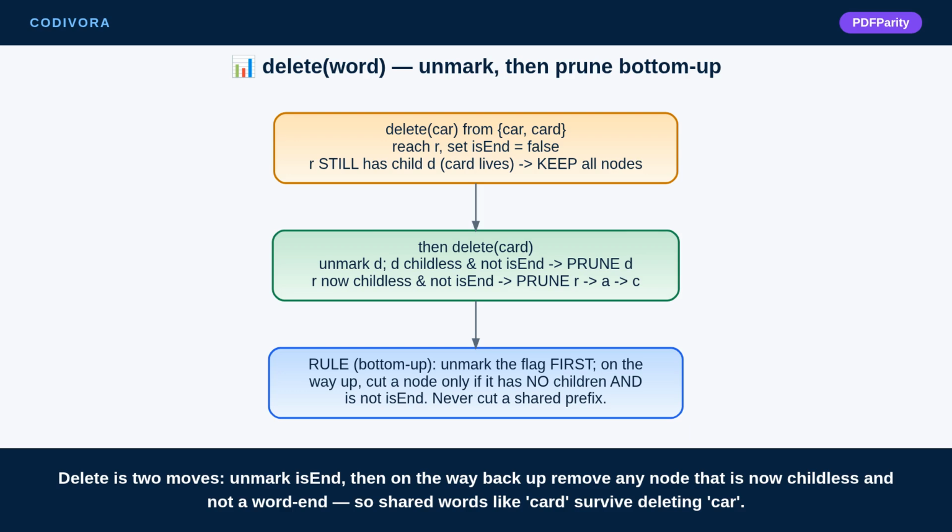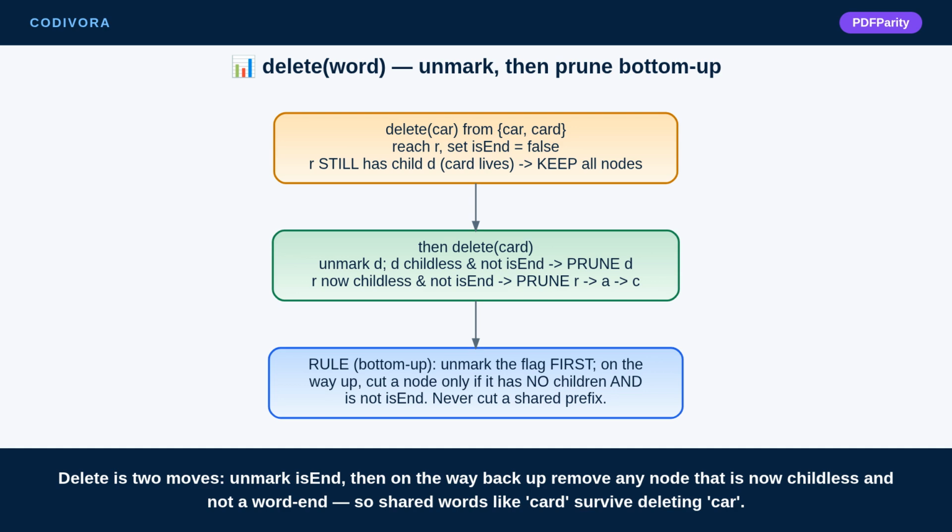Deleting a word must not damage other words. 2 moves. First, unmark the end flag. Then, on the way back up, remove a node only if it now has no children and is not itself a word end. Watch. Delete car from the set car and card. Reach R, turn off its flag. Can we prune R? No, R still has a child D for card, so we keep every node. Car is gone as a word, but the nodes stay.